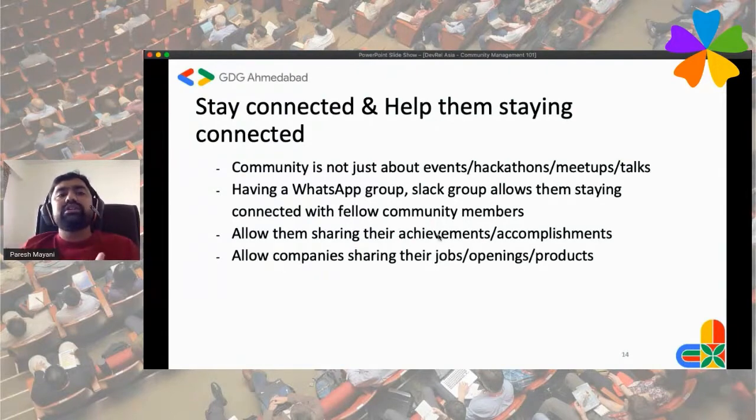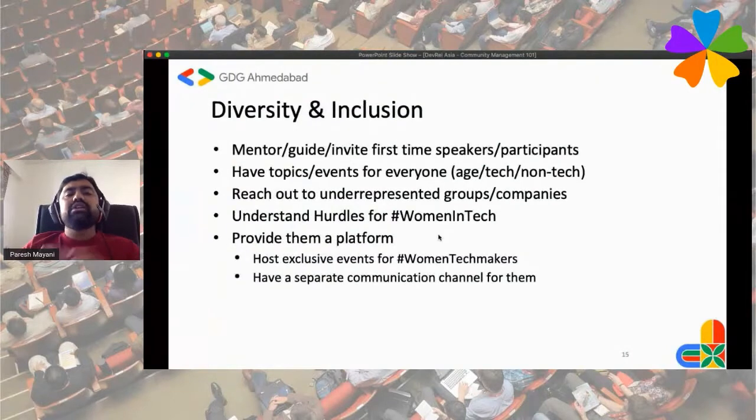Because community members are there, and some of them are always looking for a change, so when they see an opening, they at least try to interact with that particular member, and that's how we are helping them in staying connected. Next, diversity and inclusion.